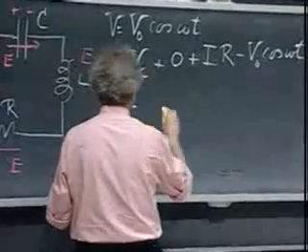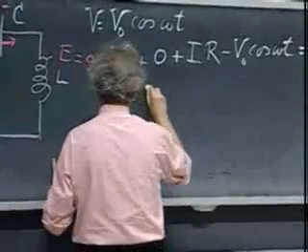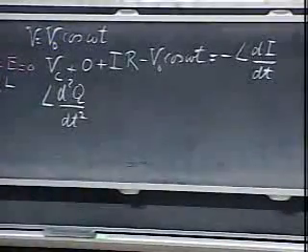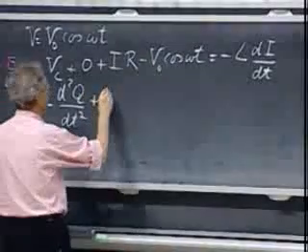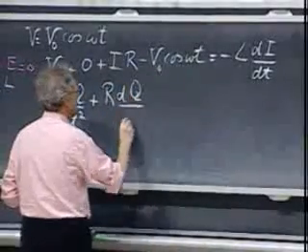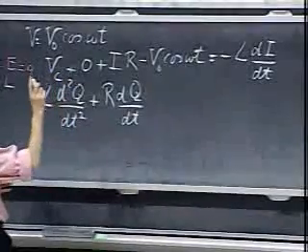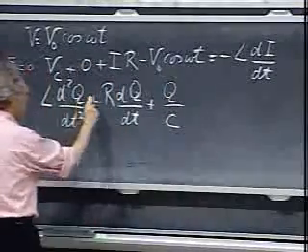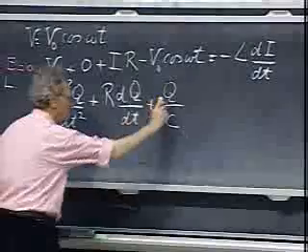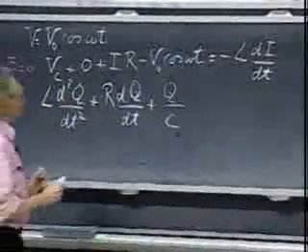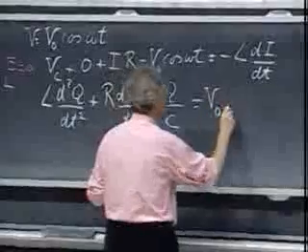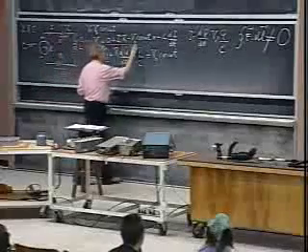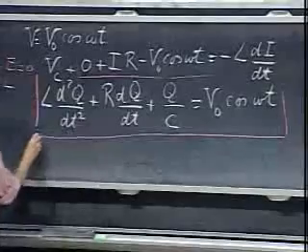So I get a plus L, and the di/dt now becomes d2q/dt squared. My goal is to get everything in terms of q. Then my IR becomes R times dq/dt, and my V of C becomes q divided by C. Notice that I rank them in order: d2q/dt squared, dq/dt, and then q. You don't have to do that, but there's nothing wrong with doing that. And then we get here equals V0 cosine omega t.